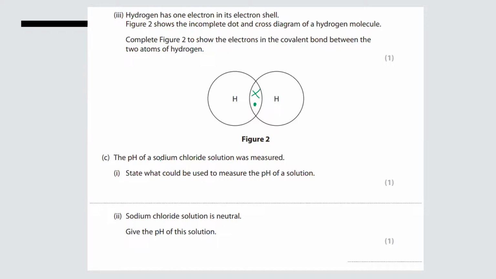The pH of sodium chloride solution was measured. State what could be used to measure the pH of a solution. So the best one here is universal indicator. It's one you probably have used before. There are other methods. You can have pH probes as well, electronic things, so that would be an answer too. But probably the one you know is universal indicator, so like a liquid or paper.